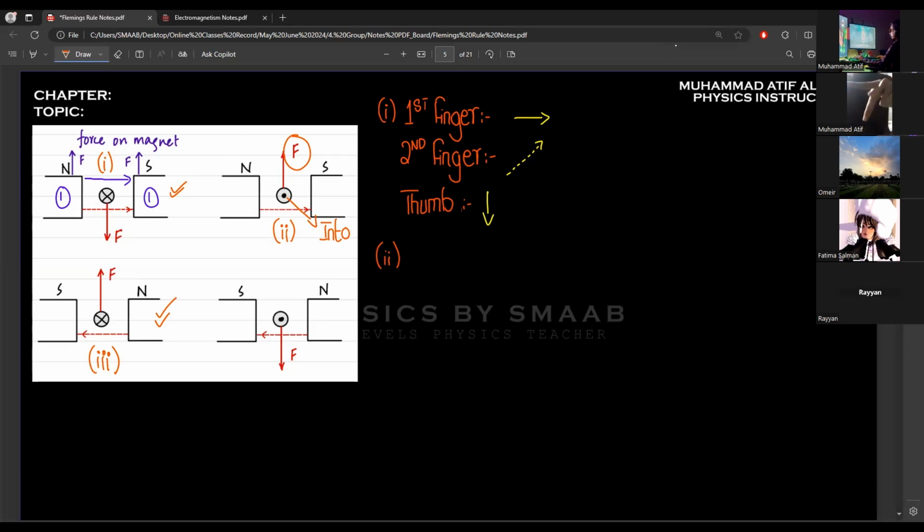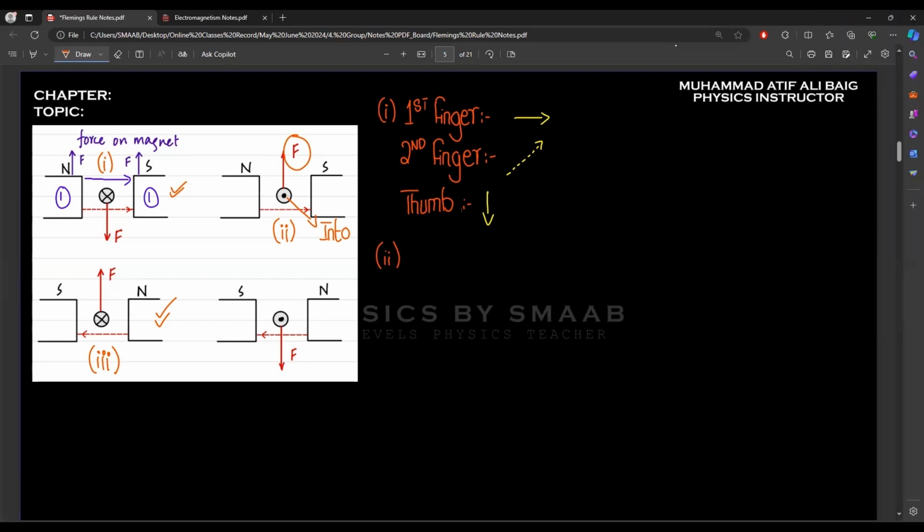And for the thumb direction, when we open up the thumb, again the thumb shows you upward direction, right? And if you reverse the direction, it will be like this. Okay. So in this way, you just open up these three fingers perpendicular to each other, and you can rotate according to the orientation, right? So this is the concept of the left hand rule. So in this way, you can use the left hand rule to identify the direction for any specific question.